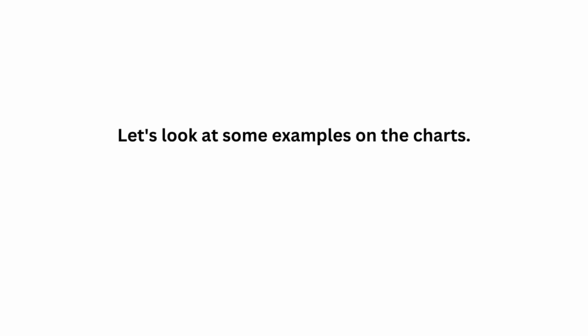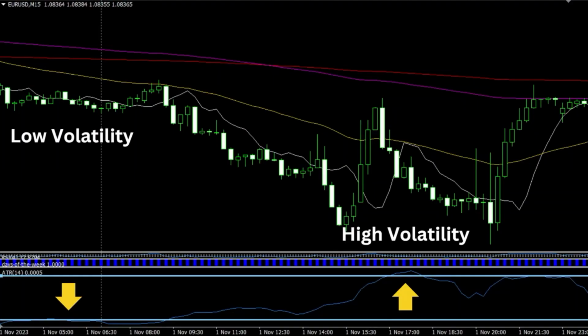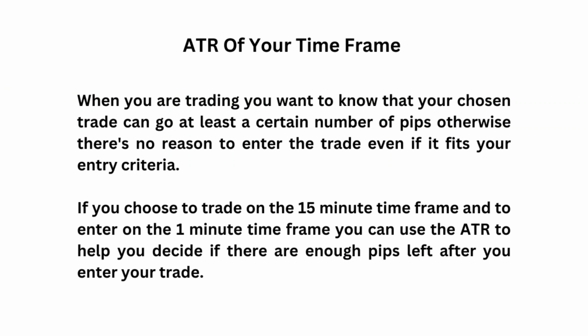Let's look at some examples on the charts. Here we have a 15-minute chart on Euro USD. You can see coming out of the Asian session, there is low volatility, and price stays below the threshold line that we've placed for the average true range. Then when price starts moving, we see the ATR move to a higher range and a higher threshold that we've placed on our ATR. The ATR of your time frame.